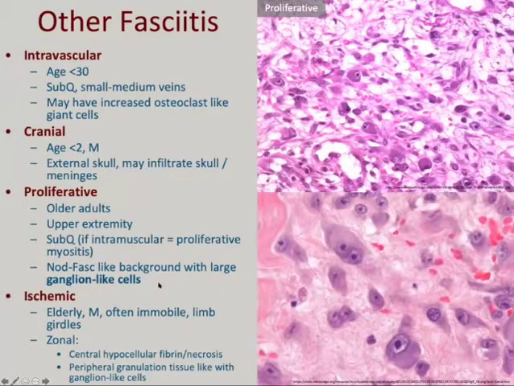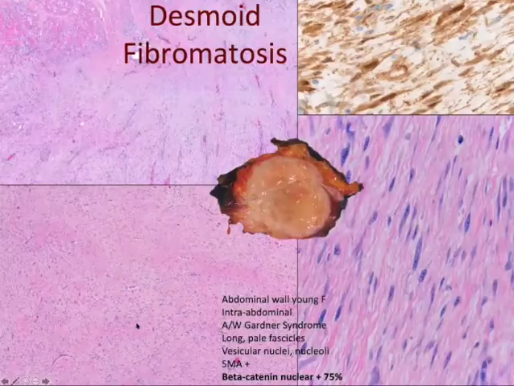Other fasciitides are listed here: proliferative, intravascular, cranial, ischemic. They can have in common these ganglion-like cells and should be differentiated essentially by their location, their clinical context. I'll let you read this on your own.